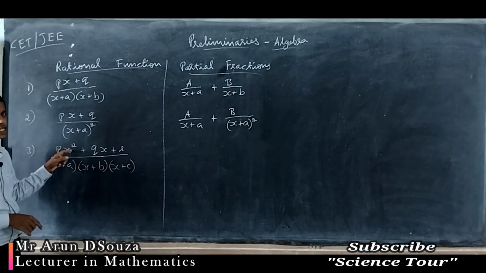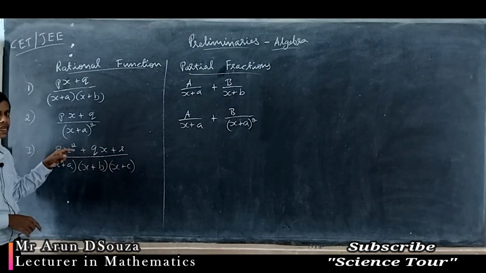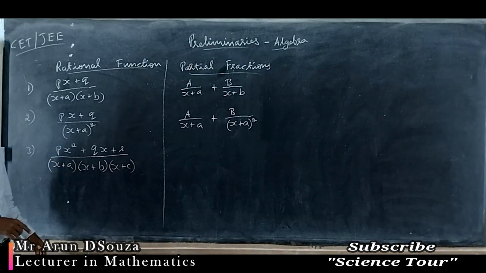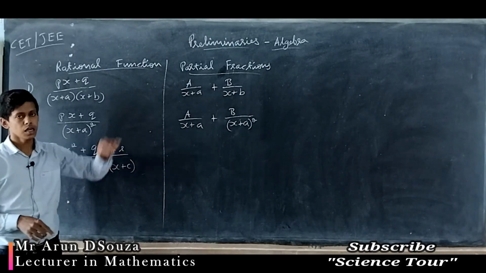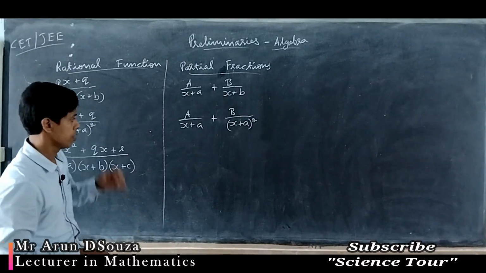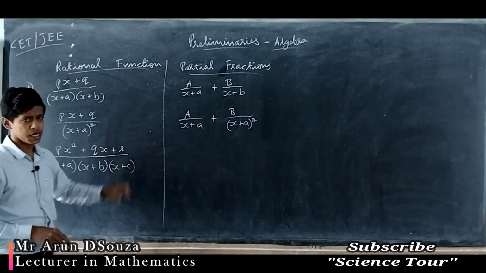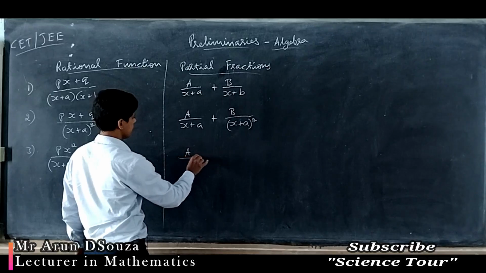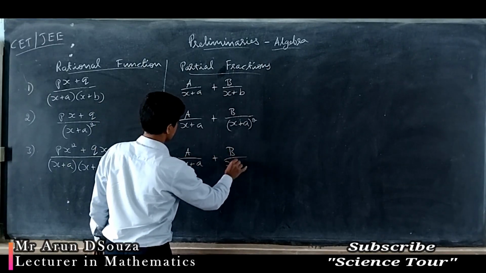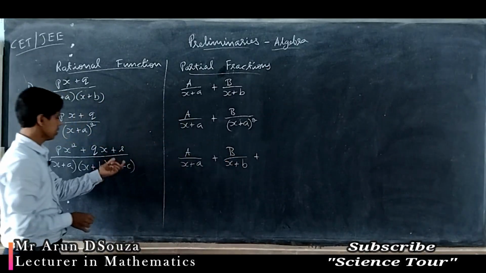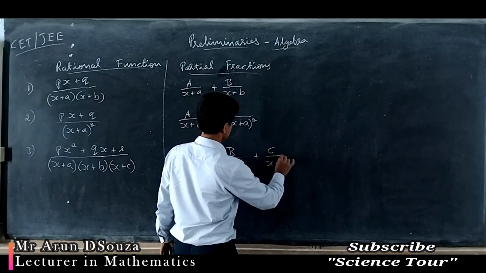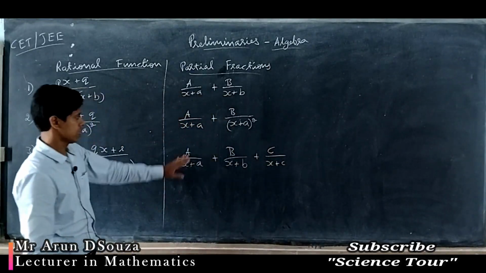So here the degree is 2, so degree of f of x is strictly less than the degree of g of x, so it is a proper fraction. If it is proper, then only we can write partial fractions, otherwise we cannot. We have to make it proper first. Anyway, now how do you split it? We split it like first a divided by x plus a, then b divided by x plus b, and then you have x plus c as well. So take the constant c for x plus c. So that's the way we write.